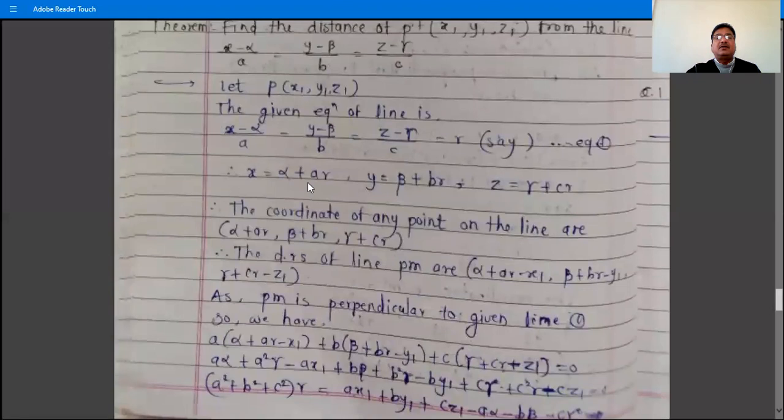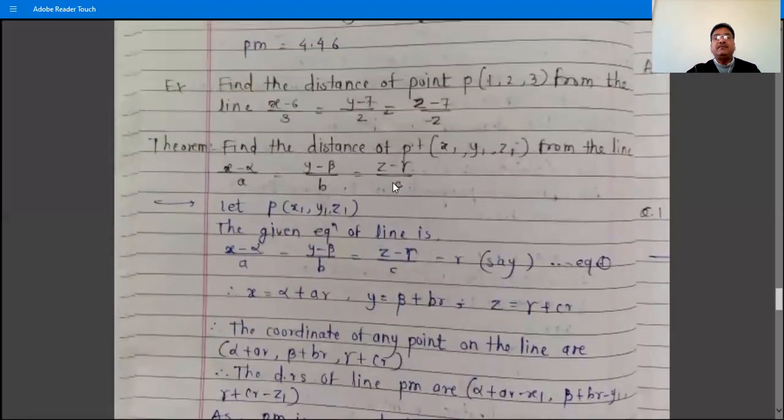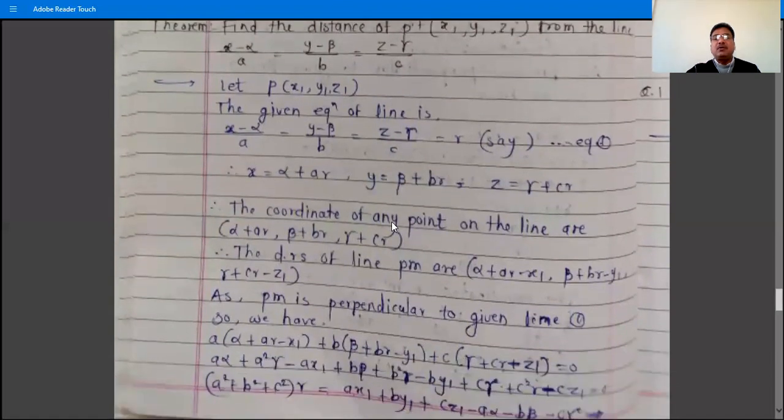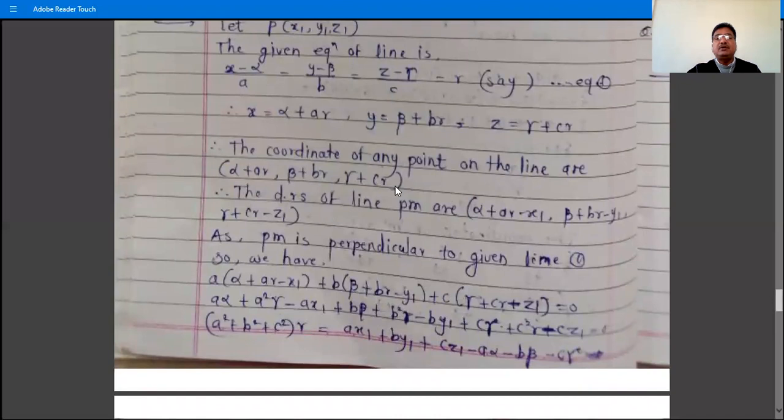Suppose x1, y1, z1 is the point P, and the given equation of the line is (x minus alpha) by a, (y minus beta) by b, (z minus gamma) by c. Suppose it is equal to R, say, then x is alpha plus aR, y is beta plus bR, and z is gamma plus cR. So the coordinates of any general point on the line are (alpha plus aR, beta plus bR, gamma plus cR).